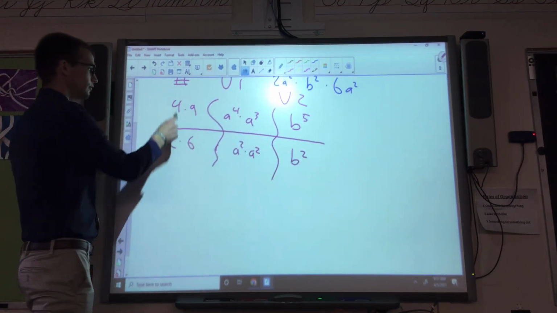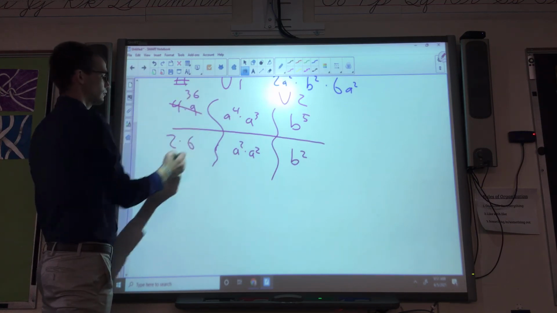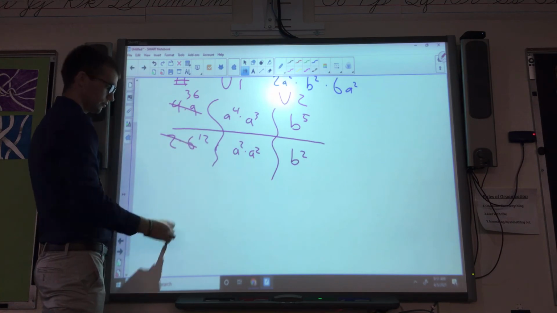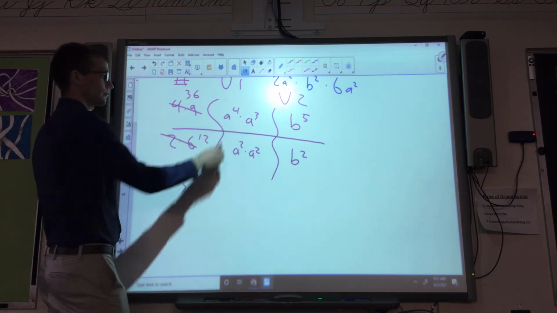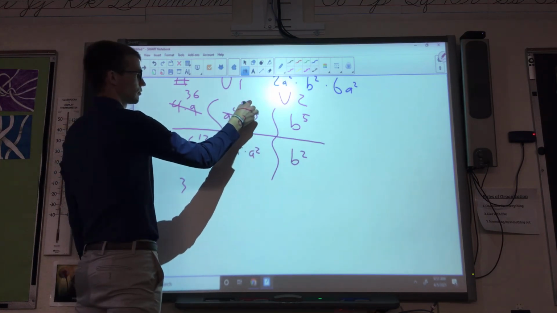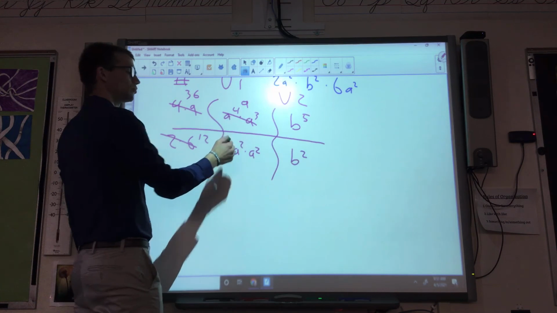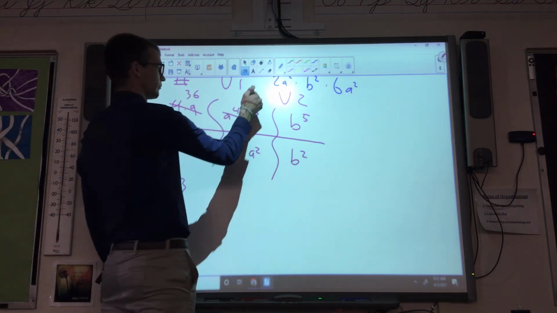4 times 9 is 36. 2 times 6 is 12, and 36 divided by 12 is 3. A to the 4th times A to the 3rd becomes A to the 7th. You add them.